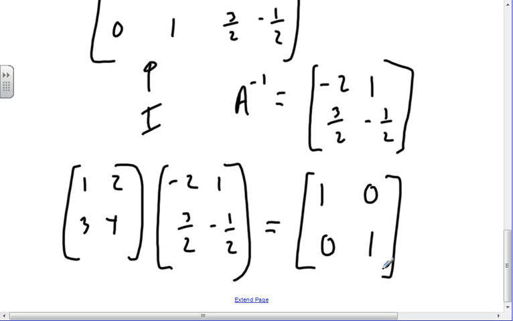So now I found the inverse matrix. Now I'm going to go to my calculator. I'm going to turn it on. I'm going to go to matrix. I'm going to go to edit A. I'm going to call it a 2 by 2. And I'm going to put a 1 in, a 2 in, a 3 in, and a 4 in. Okay, I'm going to quit out of there.